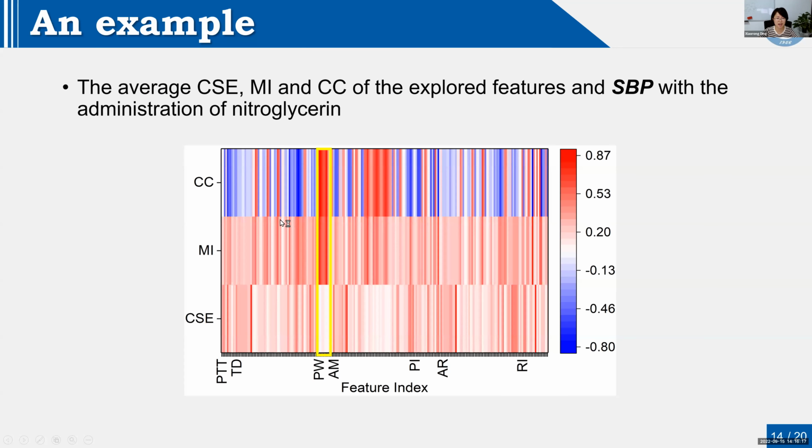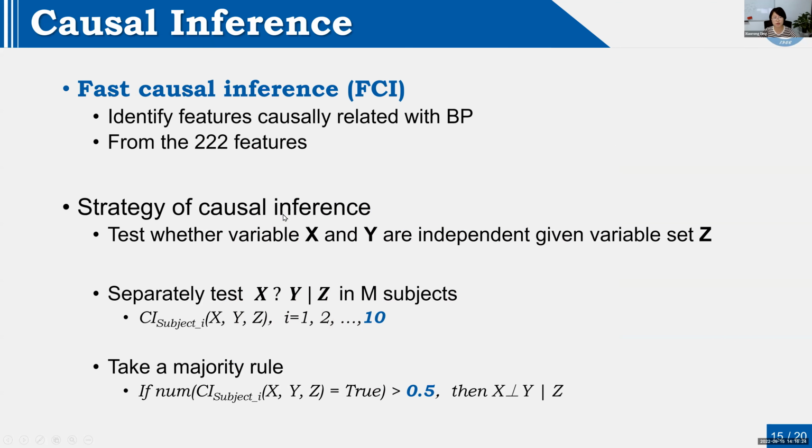So for this study, actually, we could evaluate their relationship, but still we are not sure whether they have some causal relationship with the blood pressure. So we further dived into this issue by identifying features that would be causally related with the blood pressure with the fast causal inference algorithm, starting from these 222 features. And this is the strategy that we use.